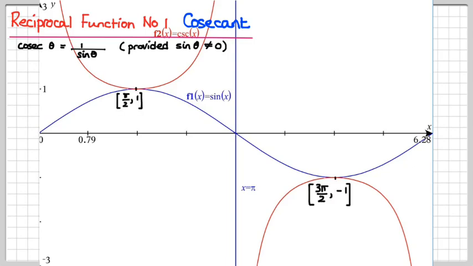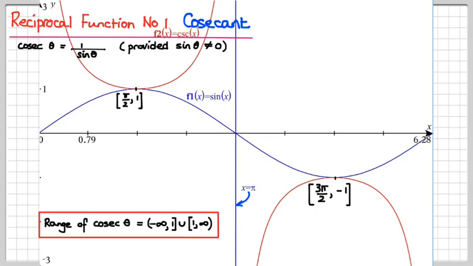It's pretty straightforward, isn't it? Alright, so I've just drawn the vertices in there for you, just so that you'll get the full picture. That's pi on 2 and 1. And that's 3 pi on 2 and minus 1. And that is an asymptote, x equals pi. And the range of cosec, as you can see, is basically from minus infinity to, wait a minute, I've got to fix something up, to minus 1. I just had a 1 in there by mistake. So minus infinity to minus 1, or 1 to infinity, and those 1s are inclusive.